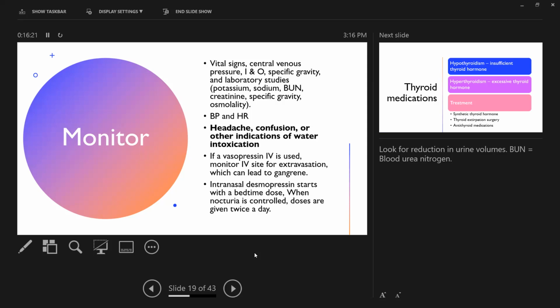If vasopressin IV is used, monitor the IV site carefully for signs of extravasation that might lead to gangrene. And if you use intranasal desmopressin, start with a bedtime dose. Once the nocturia is controlled, then you give a dose twice a day. So again, start low, go slow.